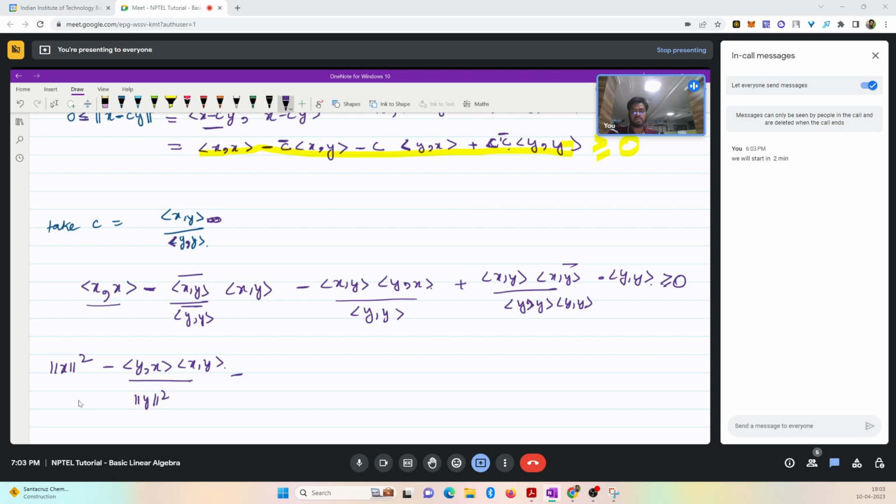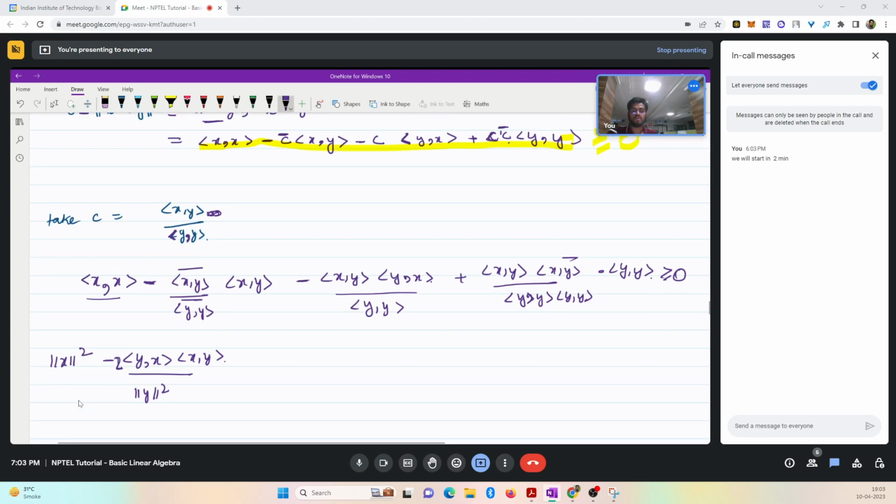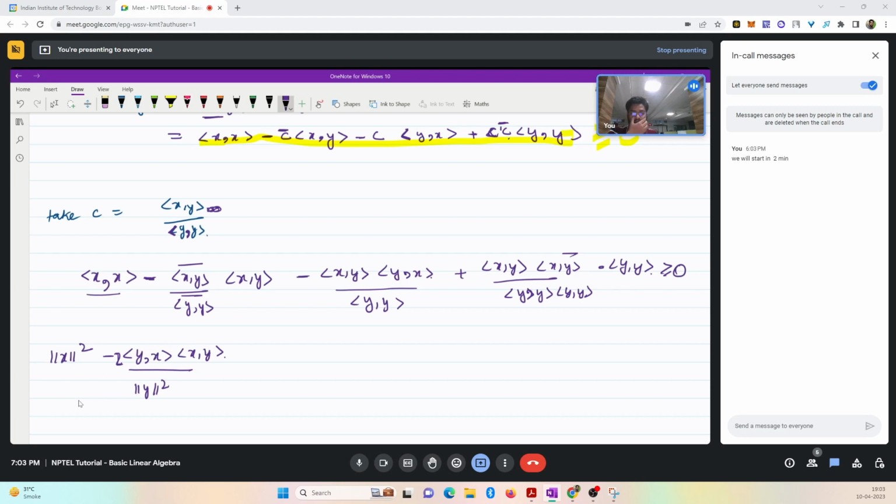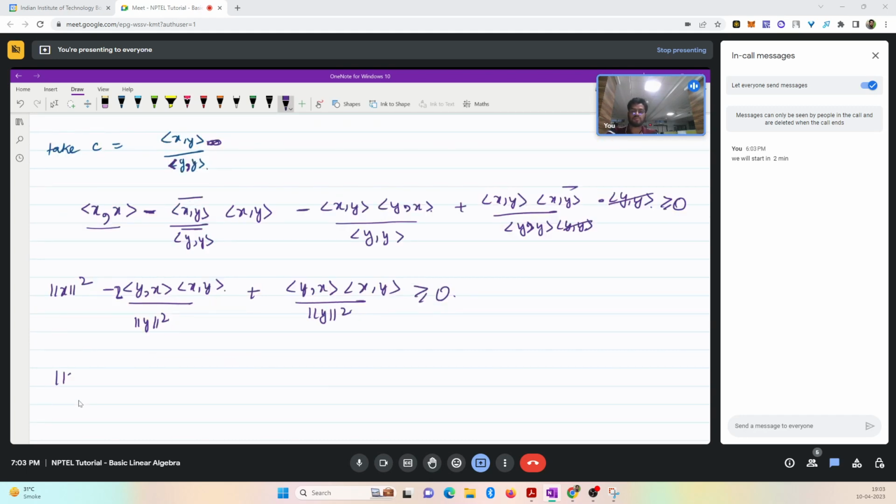Okay, and we have a similar term over here, so we can take this to be 2 times. And in the last we have this y and this one gets cancelled, so this is again the same term, y comma x into x comma y divided by norm of y square, and this thing is greater than 0. If we take the sum of these two terms, this is minus of y comma x into x comma y.